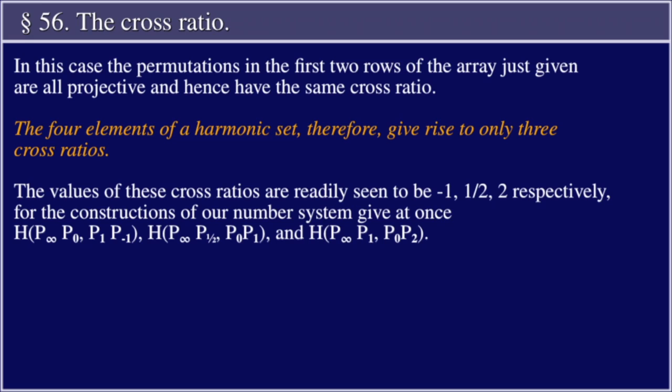The 4 elements of a harmonic set therefore give rise to only 3 cross ratios. The values of these cross ratios are readily seen to be -1, 1/2, 2, respectively. For the construction of our number system, we give at once H(P∞ P0, P1, P-1), H(P∞ P1/2, P0, P1), and H(P∞ P1, P0, P2).